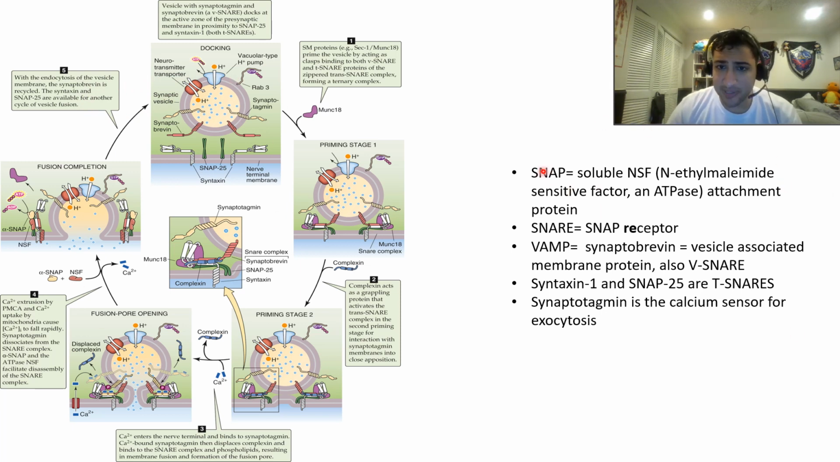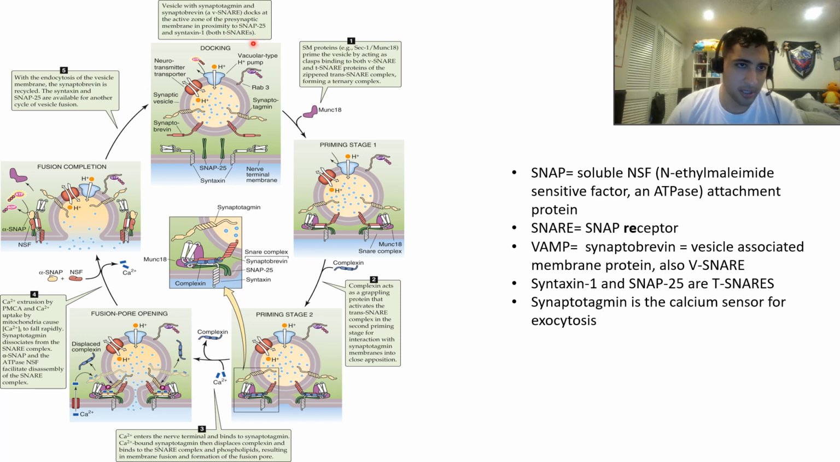All right. So SNAP stands for soluble NSF attachment protein. NSF is an ATPase that's going to break down the vesicle complex. All right. SNARE is the SNAP receptor. Okay. So it's the receptor for this factor. The VAMP, synaptobrevin, is a vesicle-associated membrane protein, also called a V-SNARE. So it's part of the vesicle that interacts with the presynaptic membrane. Syntaxin 1 and SNAP25 are examples of T-SNAREs, all right? And synaptotagmin is the calcium sensor for exocytosis, all right?